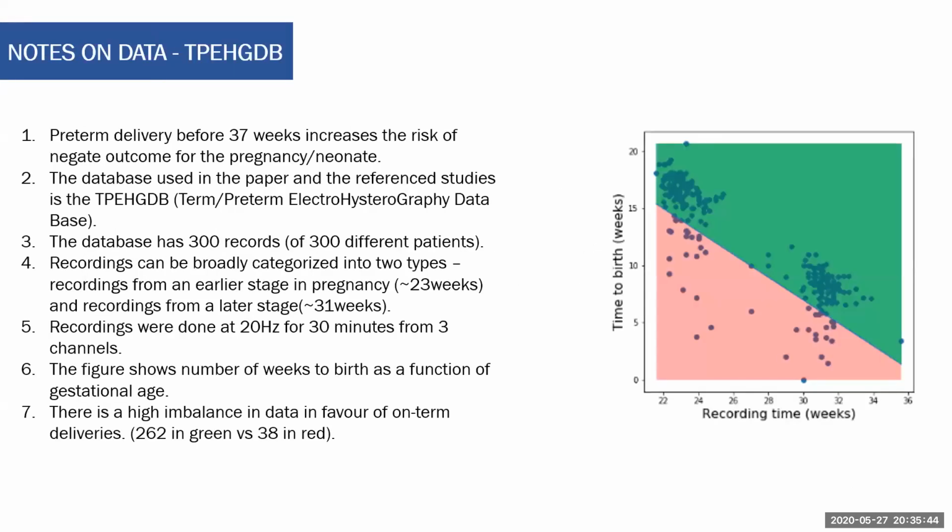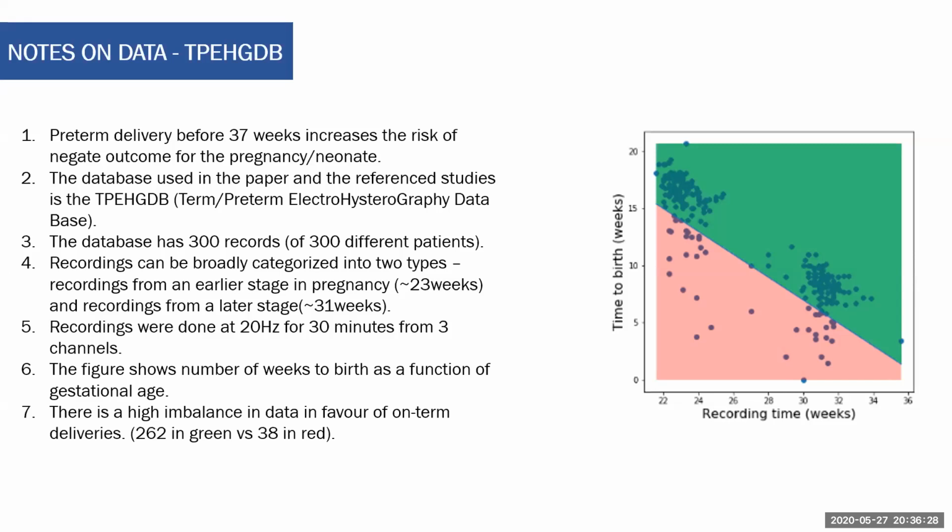So some notes on the data. So preterm delivery is before 36 weeks, right? Which is, I believe, the normal delivery time from when the egg and I guess the zygote is formed. So if the delivery is significantly earlier than that, then there is risk of negative outcome for the pregnancy and the baby. The database used in the study has about 300 records of 300 different people, 300 in total.